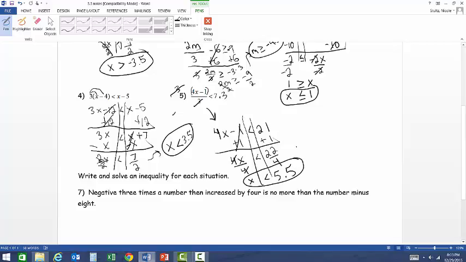So really nothing's changed. You still solve it like you would a normal equation. None of that's new. The only thing is you have to remember if you divide or multiply by a negative number, you're going to have to flip your sign around.